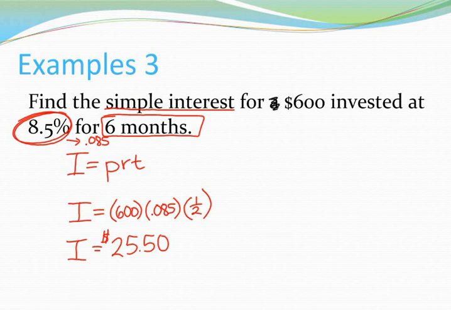And what made this problem more challenging is that we were dealing with 6 months instead of a whole year. So we took 6 months and we put it over 12 and changed it into a fraction, which is what you see right here. And you do not have to simplify. You could have just multiplied. It would have worked out the same.